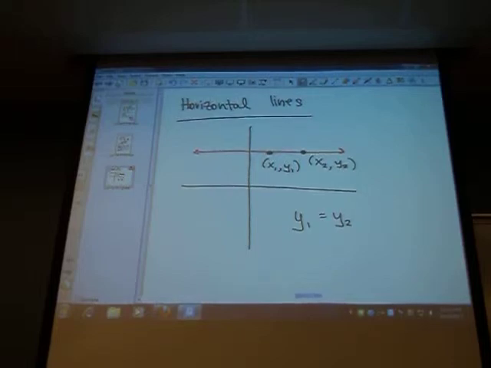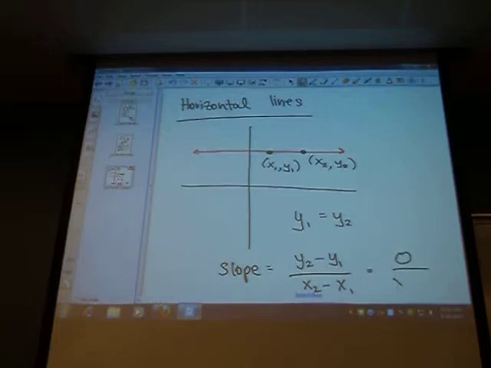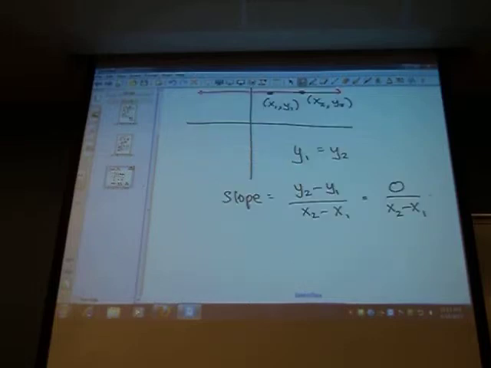If I try to find the slope of that line and set up y2 minus y1 over x2 minus x1, what can I say about y2 minus y1? It's going to equal 0. And what is 0 over anything? 0. So I can say the slope of any horizontal line is equal to 0, because your y1 and your y2 are always going to be the same.